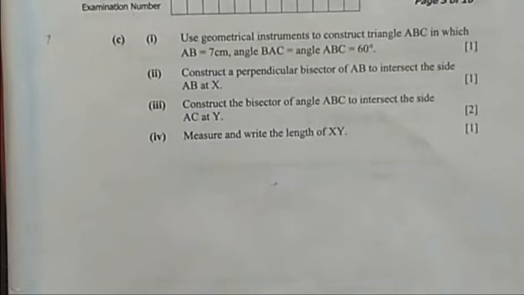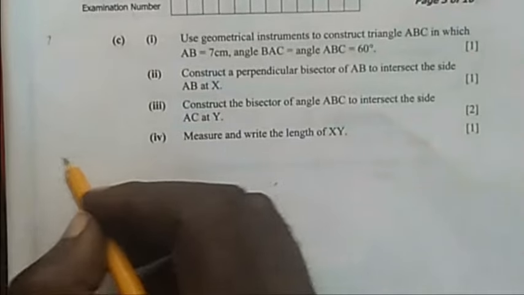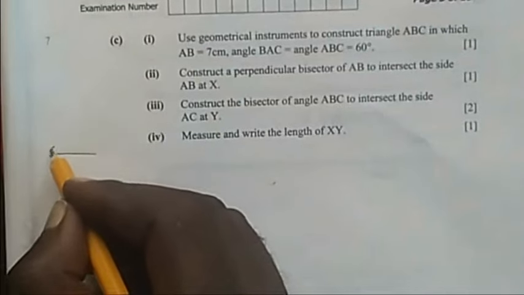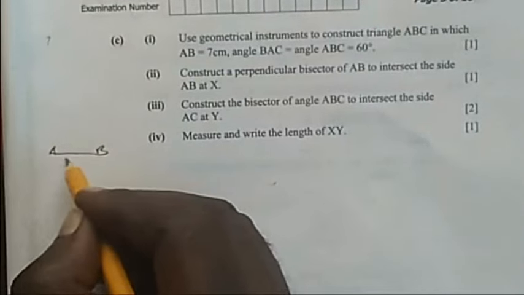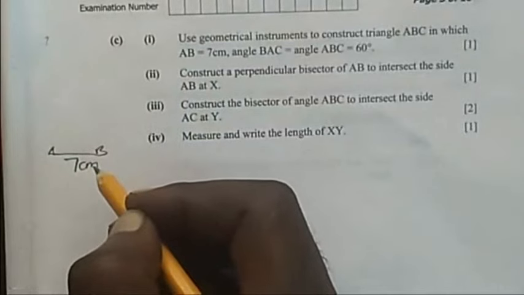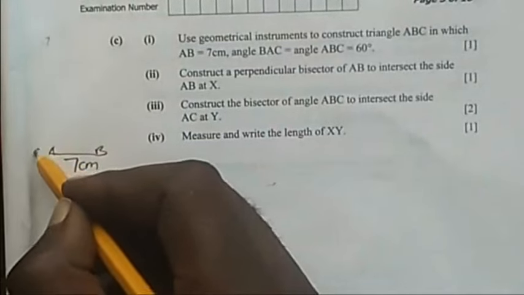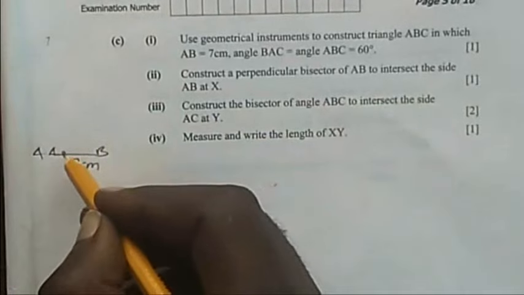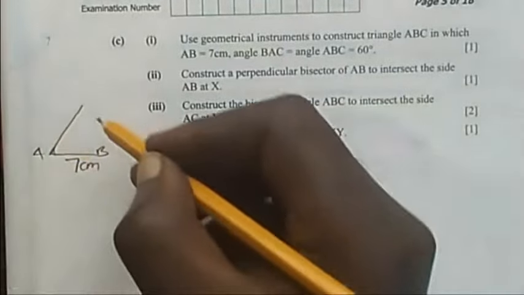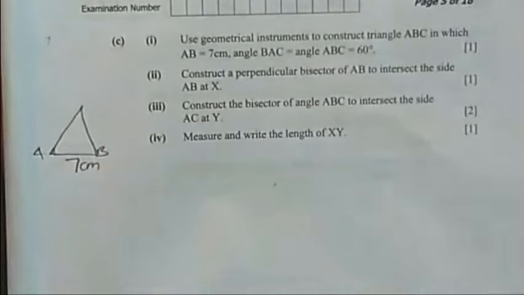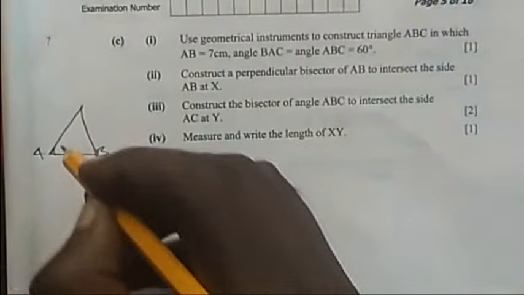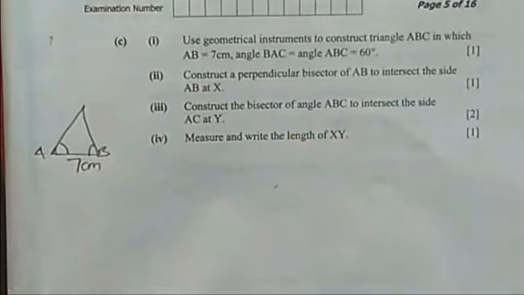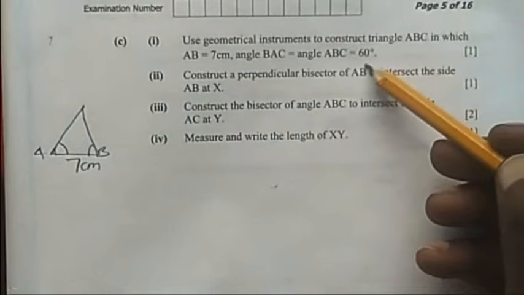Now, as you can see, we are told to draw line AB, which is 7 centimeters. So this is A and this is B. I can draw the triangle like this, just a rough sketch. We are told that this angle and this angle are equal, both 60 degrees, as you can see in this statement.